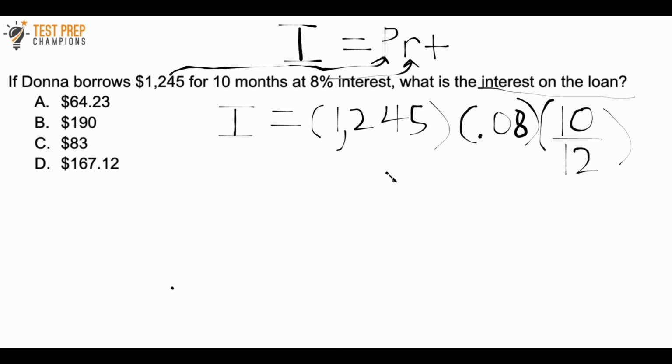So in the calculator, if we do 1,245 times 0.08 times 10 over 12, what do we get? I actually don't know because I'm doing the math right now in my phone calculator. So let's see here what I get. I get 83, and C, 83 is the correct answer. So the key here is just to understand how to set this up.